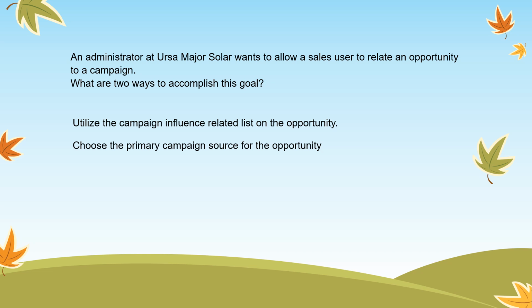An administrator at Ursa Major Solar wants to allow a sales user to relate an opportunity to a campaign. What are the 2 ways to accomplish this goal? Utilize campaign influence related list to an opportunity, choose the primary campaign source for the opportunity.